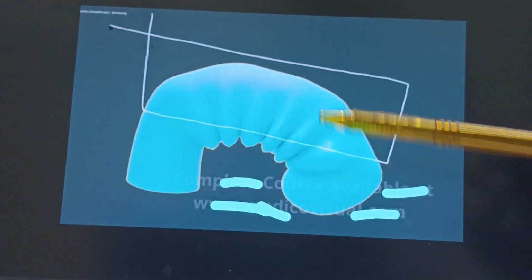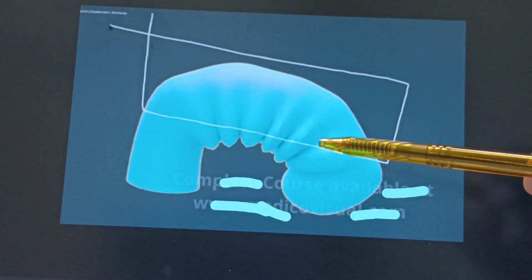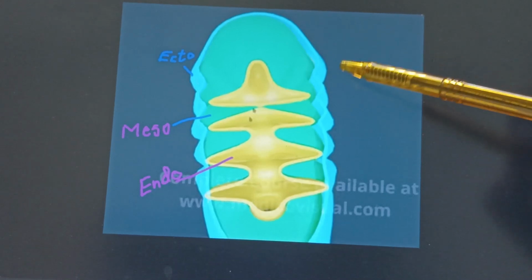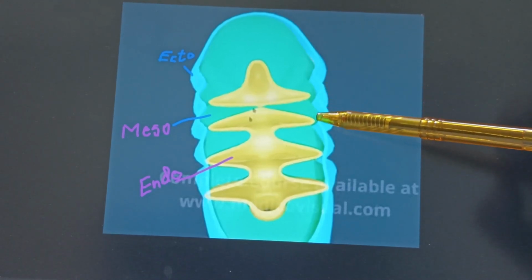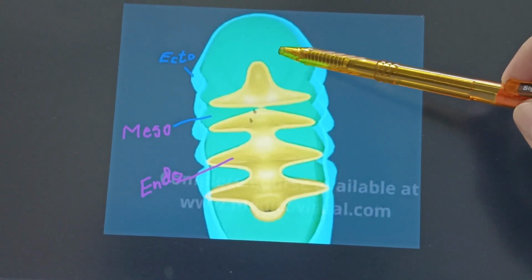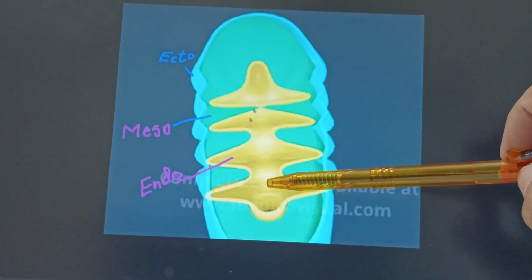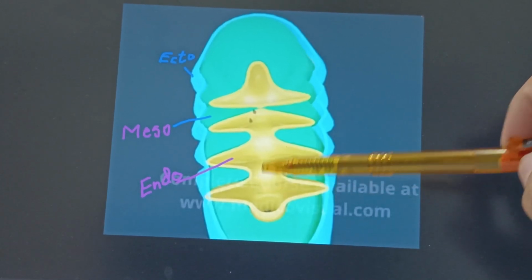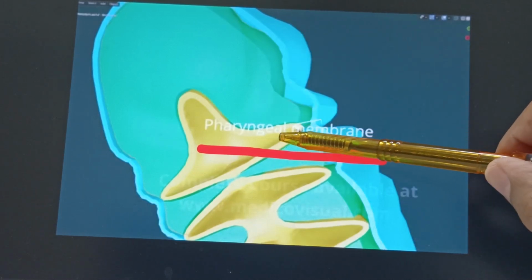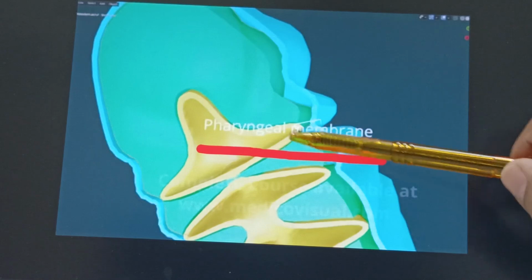So see, this is a curved embryo and we are cutting a section to view the pharyngeal arches. Let's see. The outermost, shown in blue, is the ectodermal covering, the green portion in between is the mesoderm, and the inner yellow is the endoderm. Here you can see that the endoderm is approaching the ectoderm, and this area is called the pharyngeal membrane.